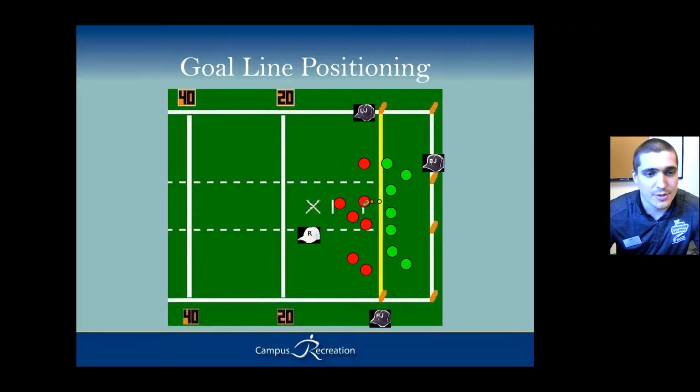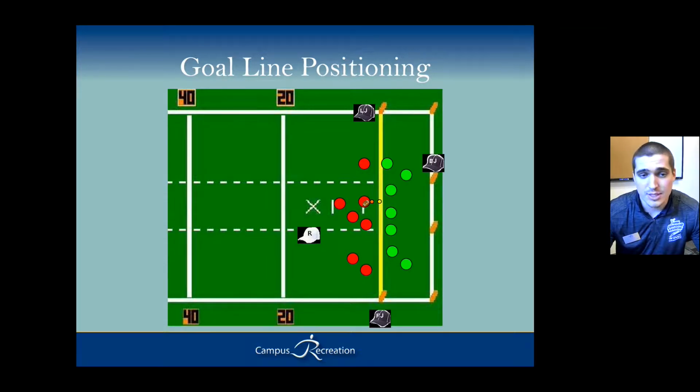So in this graphic, the red dots are on offense and the green dots are on defense. So this is what we call goal line positioning. And this is when a team is inside of the other team's 20-yard line and they're trying to score a touchdown, and that is the zone line to gain. So that would be the yellow line there. So the line judge is going to remain on the line of scrimmage still.